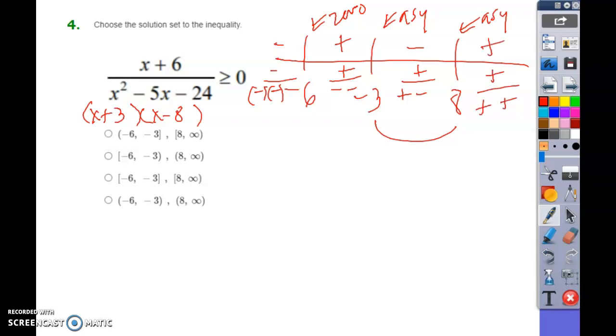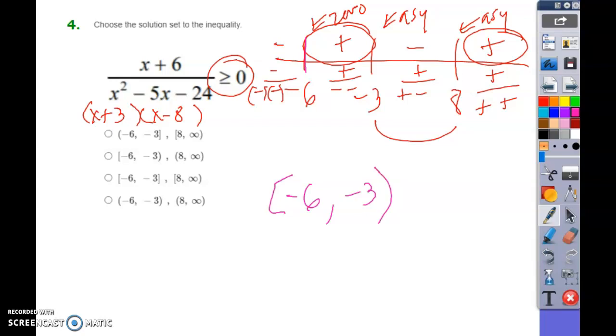All right, where is the graph greater than or equal to 0? It's going to be in this interval and this interval. We can include the 0, -6, so we can say from -6 up to, but not including -3, because -3 is not on our graph because there's an asymptote there. So we're going to put a parenthesis there. And then also from 8, which we're not including because it's an asymptote, to infinity.